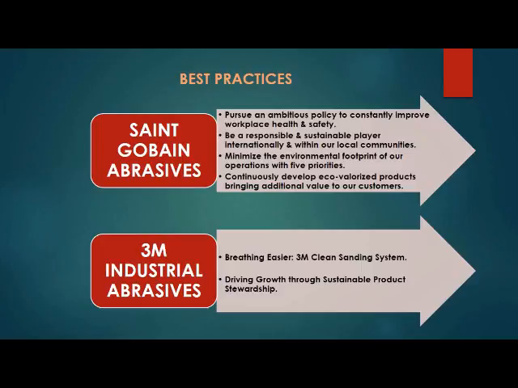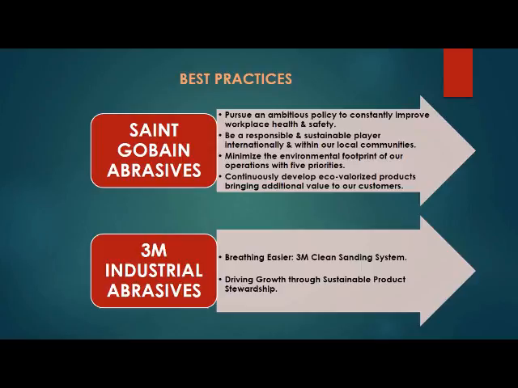The next industry that we are going to talk about is 3M Industrial Abrasives. Here they are trying to focus on breathing easier, which is the 3M clean sanding system. In this case, what 3M is trying to do is capture the dust during sanding to improve workplace conditions. It also provides faster results and longer disk life, reducing the noise and pollution. Apart from that, they are trying to drive growth through sustainable product stewardship, in which they act as the third party, understanding sustainability by evaluating and minimizing the environmental, health and safety regulatory impacts to provide a better workspace to the employees.